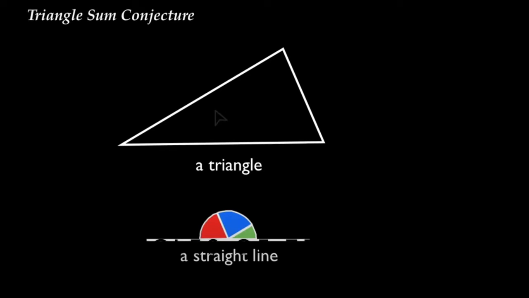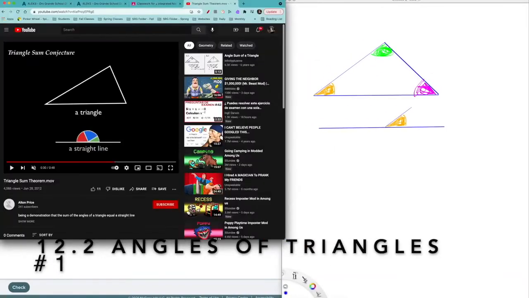So anytime you draw a triangle, as long as they're nice straight lines like this, you could actually cut away the angles and form a linear angle with them, or a straight line. So it's just one of those little pieces that you can definitely test out if you wanted to.